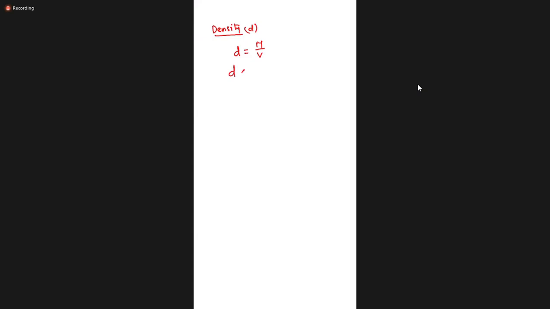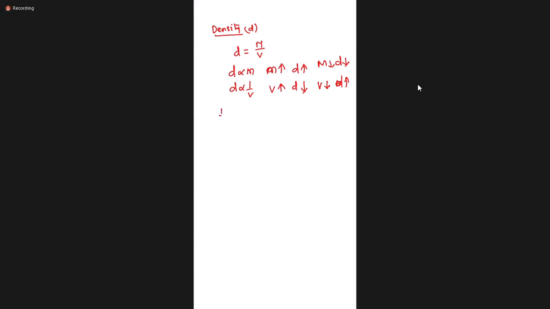So density is directly proportional to mass and inversely proportional to volume. Mass increases, density increases. Volume increases, density decreases. Mass decreases, density decreases. Volume decreases, density increases. Is it correct or not?